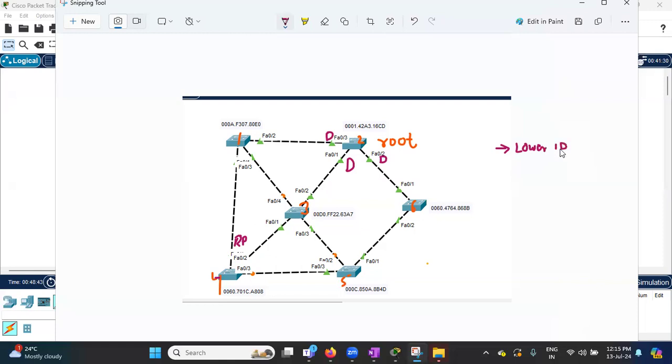Which port is receiving the lower bridge ID? Then cost. Where is the low cost? We have two paths with low cost. The bridge ID comparison is not going to help because every switch has the same root bridge ID. Then cost: we have two shortest paths to reach the root bridge with the same cost, via switch 3 and via switch 1. This is also not going to decide. Third, lowest designated bridge ID.